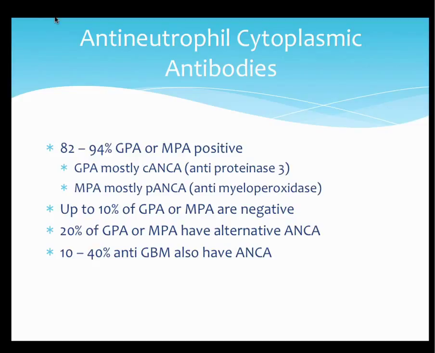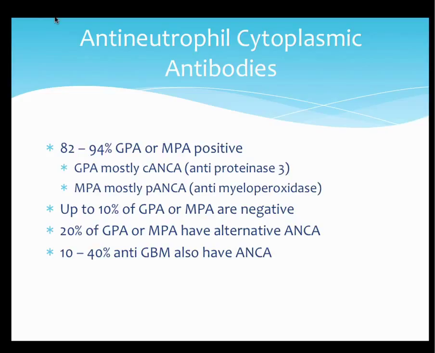It's important to know that up to 10% of patients with either of these two types of polyangiitis are negative for anti-cytoplasmic antibodies, so the lack of these antibodies does not exclude these disease processes. And finally, about 20% of these patients will have the other antibody rather than the one that's characteristically associated with their disease process. So the anti-neutrophil cytoplasmic antibodies cannot be used exclusively for diagnostic purposes.